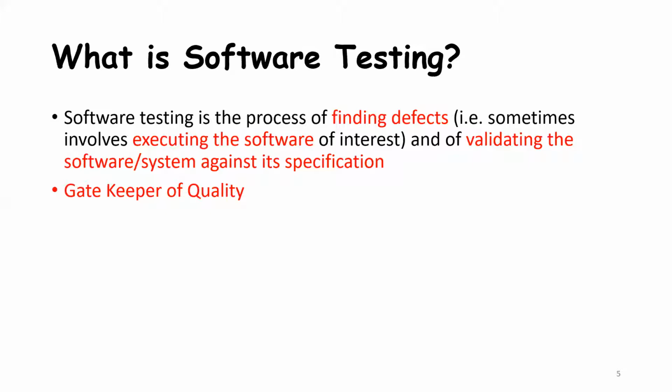Software testing is the process of finding defects, sometimes involving executing the software of interest and validating the software against its specification. So in other words, when you talk about software testing, it's really a process of finding defects. And sometimes you don't have to execute the software itself. Contrary to popular belief, for example, a review process is actually part of software testing. So you don't necessarily just run the code. Software testing can also involve reviews or dry runs, okay?